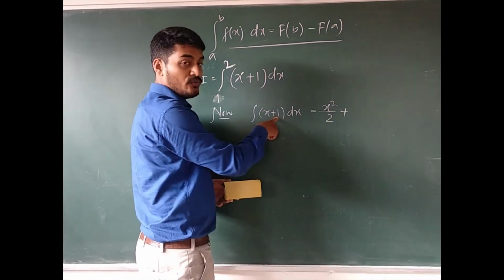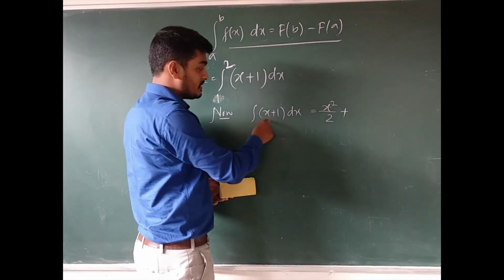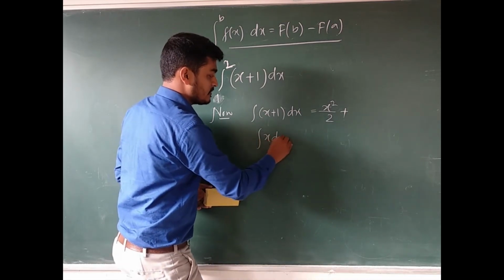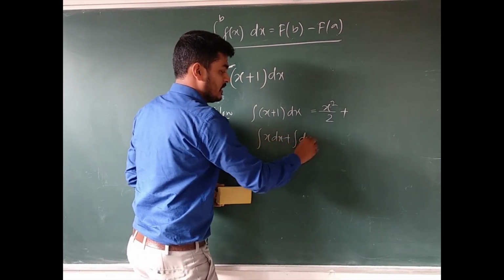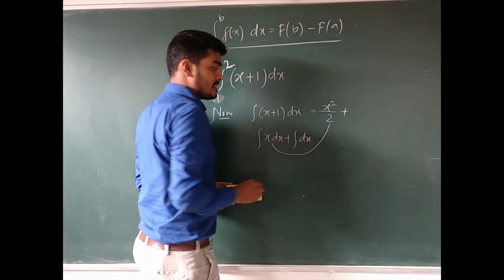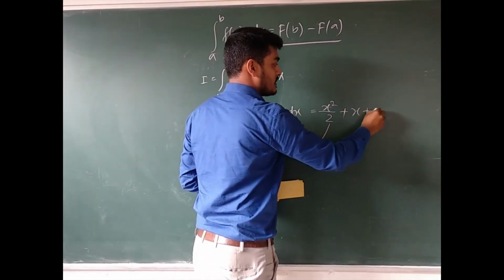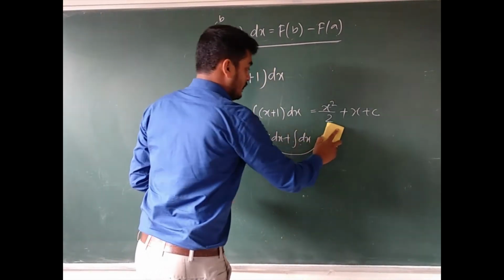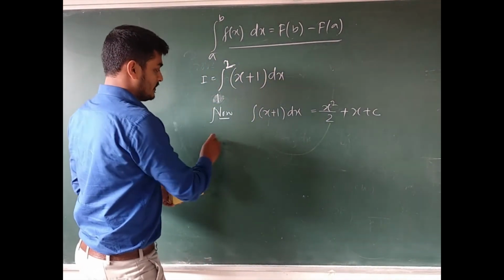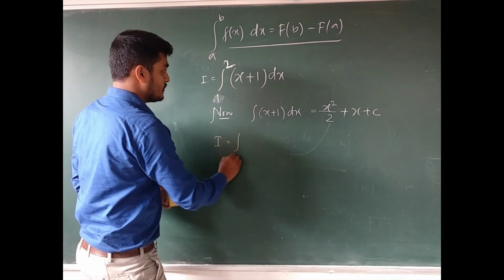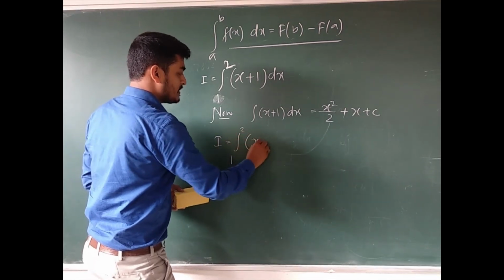What is the integration of 1 dx? That means this expression can be written as x dx plus 1 dx. Am I correct? So the value of the integral of x dx is x squared by 2, and the integral of dx will be x plus c. Now after getting that, let the definite integral I equal the integration from 1 to 2 of (x plus 1) dx.